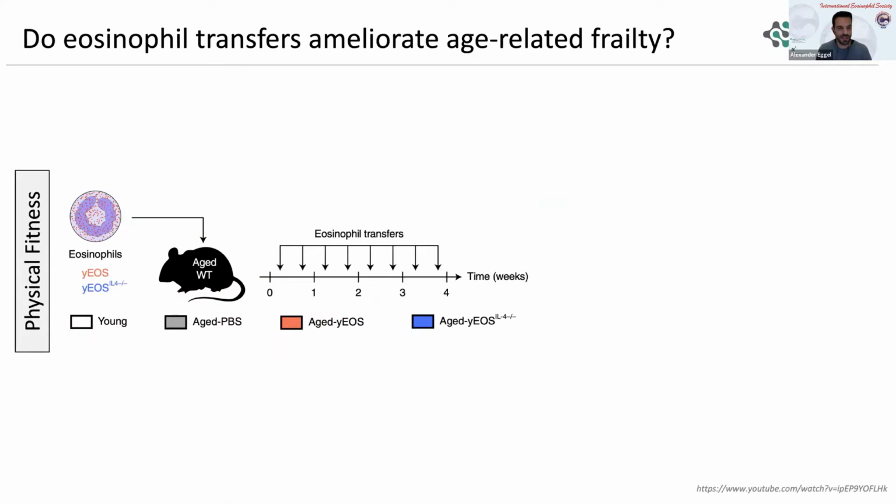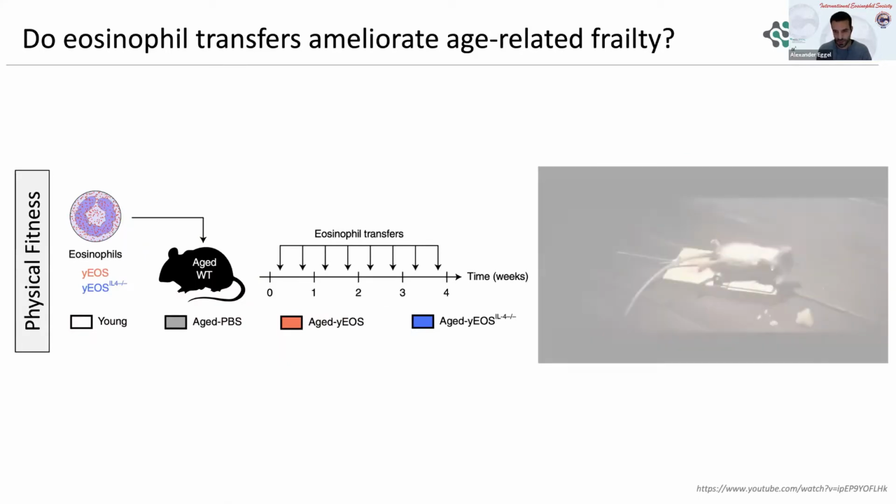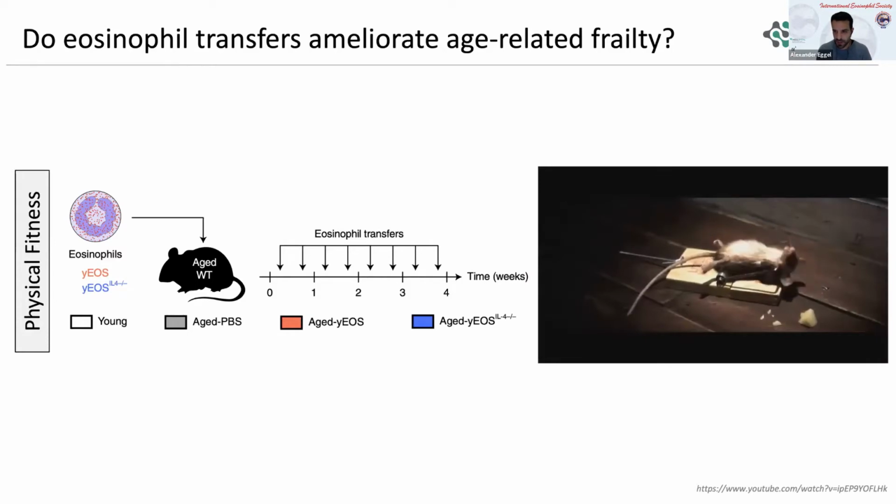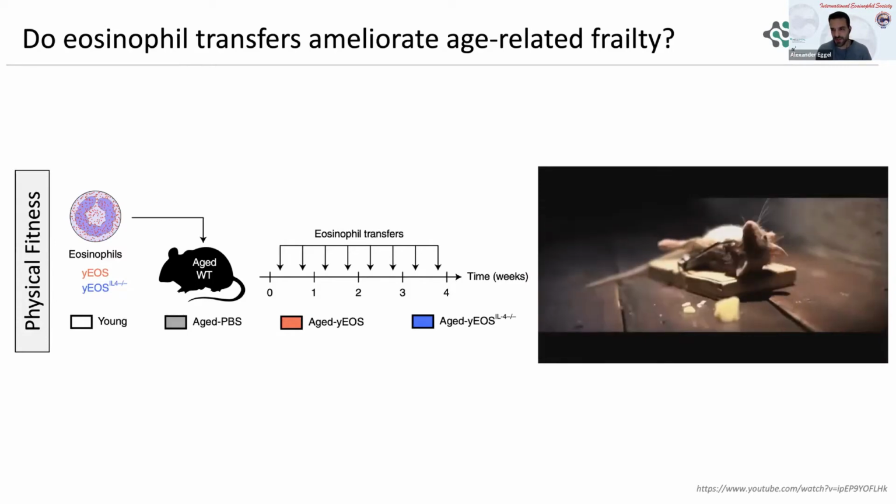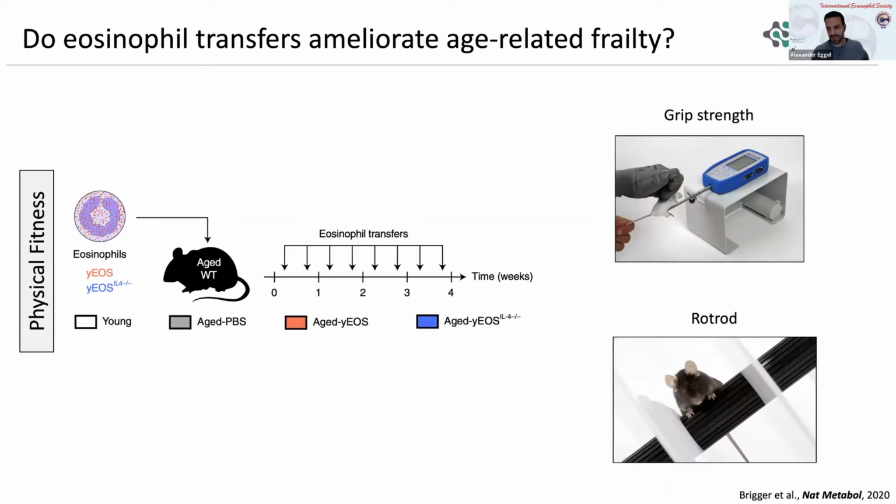So we first measured physical fitness in mice. How did we do that? I want to show a short movie here. So obviously, I'm joking. We did a grip strength analysis and rotarod, so muscle force and endurance testing.